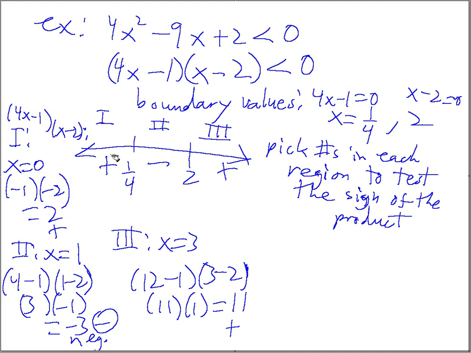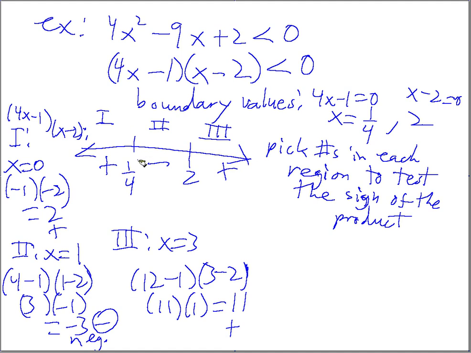As you can see, the signs alternate between the regions, right? If it's plus in the first, then it'll be minus in the second, and plus in the third. Does that make sense? You can use that fact to help guide you along the way in terms of whether you have the right sign or not. It doesn't always happen, but typically that will be the case. They will alternate in sign.